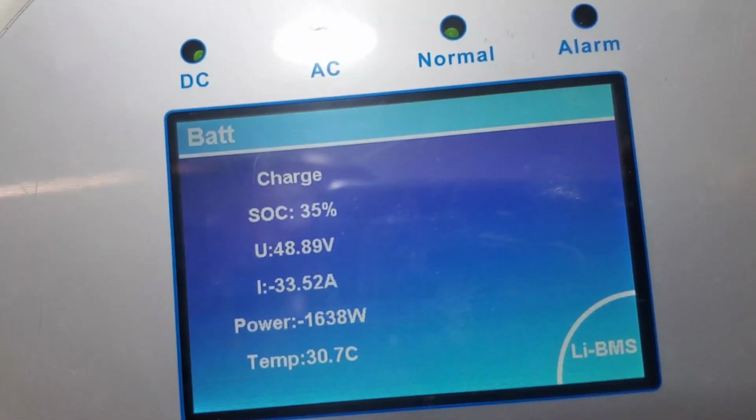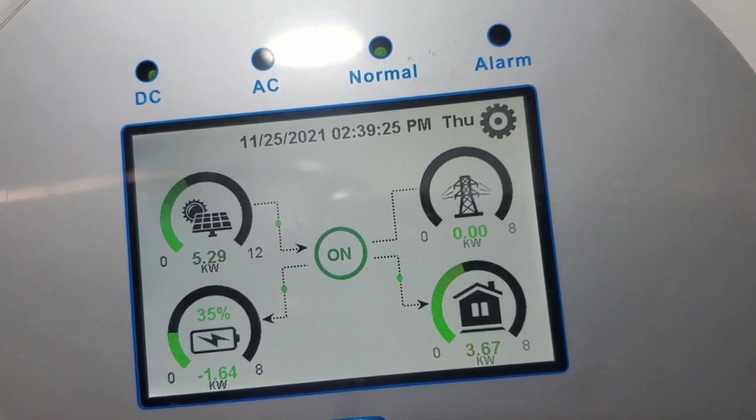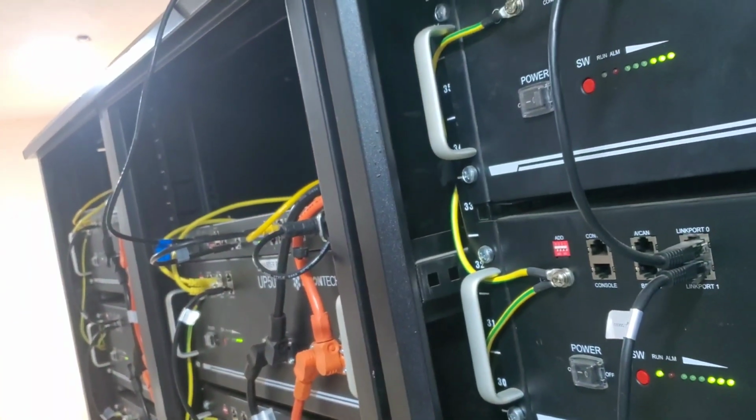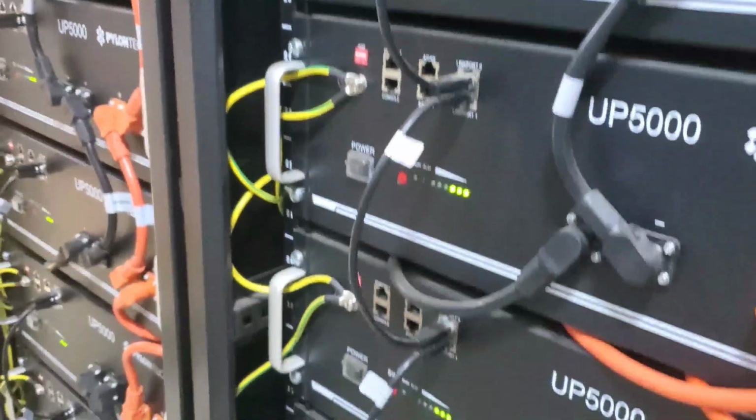But right now it's at 35% and we are, let me see, I think we might be discharging the batteries, I'm not sure. So if anyone knows why on the inverter the battery state of charge fluctuates as much as it does, let me know. I'll also send it to the Deye engineers and ask them for their opinion.